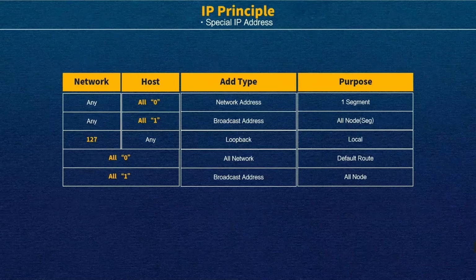And all 1 means 255.255.255.255. This is a broadcast, indicating all nodes, not one special segment, all nodes in our network. So this IP address cannot be used for a router, for a switch, or for a terminal. Okay, pay attention about this one.